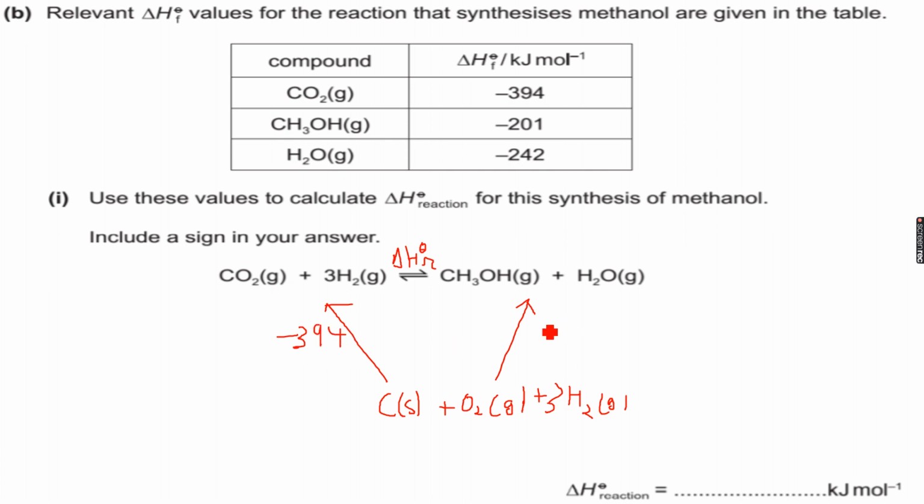And if you see the right side, it is the sum of the enthalpy changes of formation of this and this, which will be minus 201 plus minus 242, which is simply minus 242, right? And since H2 is an element, it does not have an enthalpy change of formation. Now, let's make a triangle.